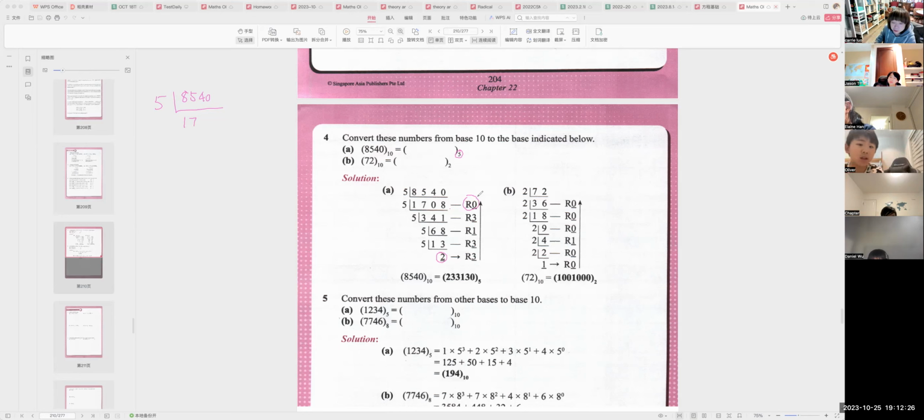Okay, immediately, everybody, I'm going to give you a number, 9,250. Everybody, please transfer this number into the base 5 number and send it to me by chat, please.